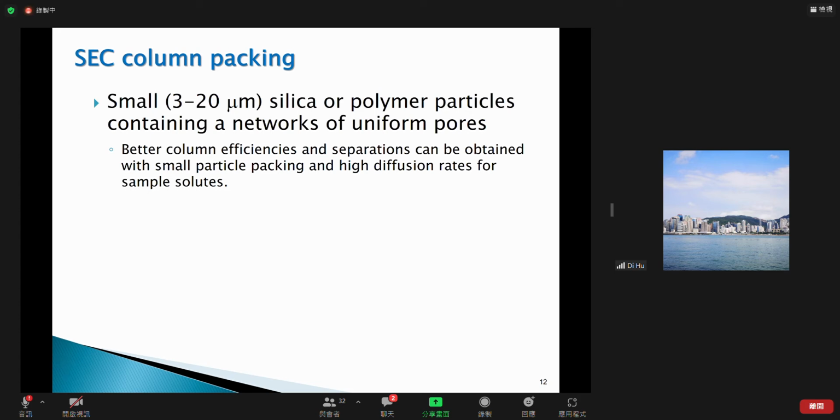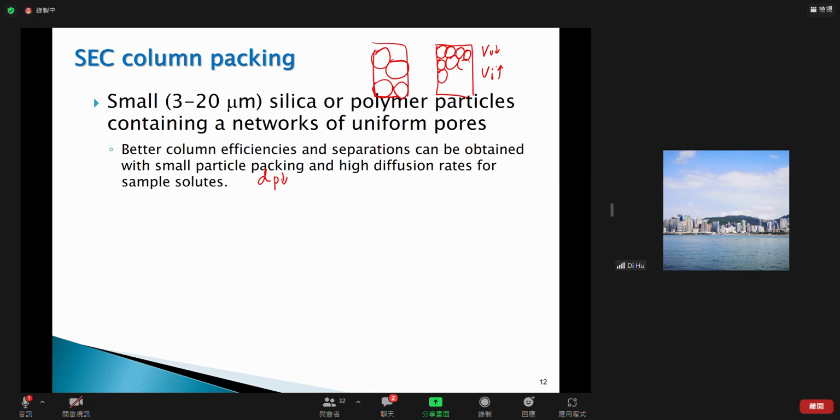That means when dp decreases, you get a better N. Why is that? If we have a column with very large particles, you only have a limited number of particles. If you have very small ones, they will be better packed. Actually, they will have a smaller V0 and a larger Vi.